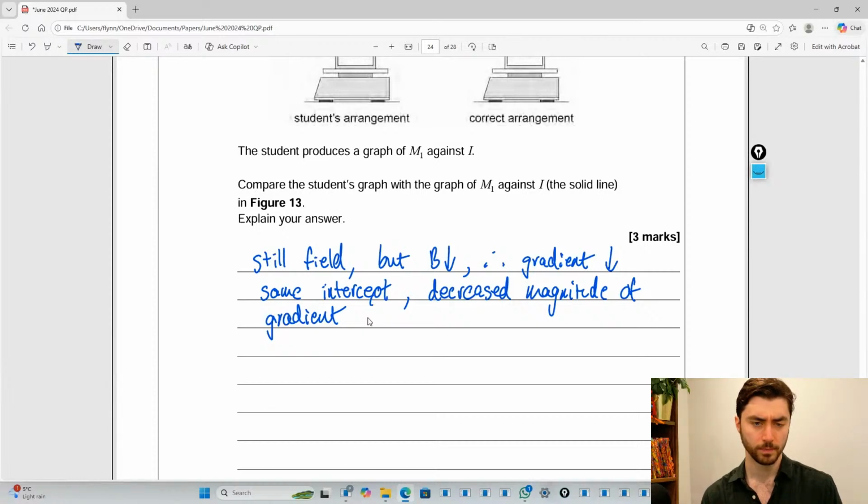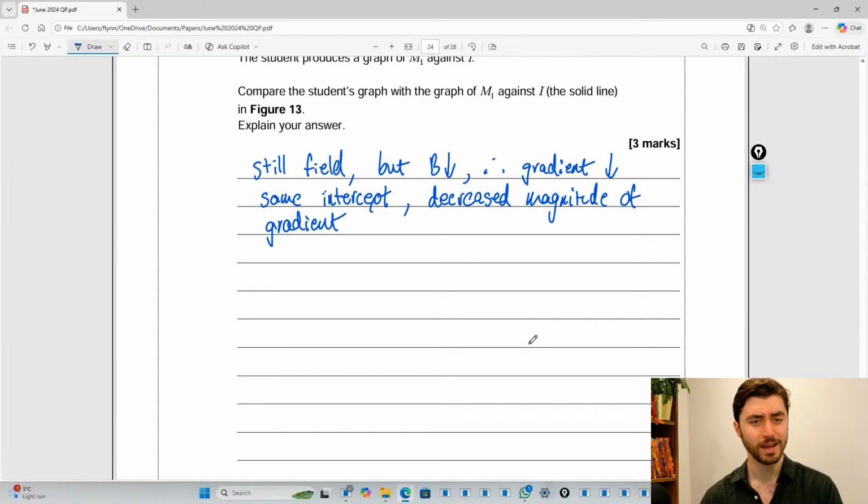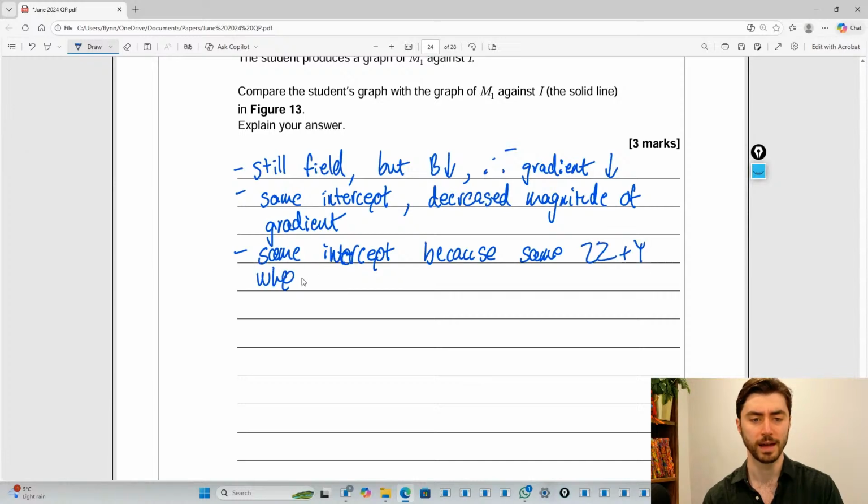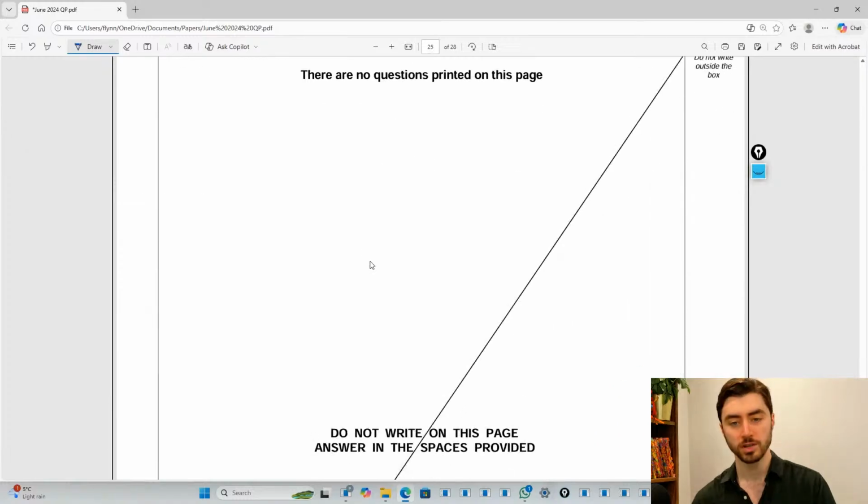So I think I've got an explanation here. What that does to the gradient, what that does to the intercepts. I think that's the 3 marks. No, I may as well. Why is it the same intercept? Because same 2. Was it 2z plus y when I equals 0? Something like that. Just to make sure I pick up that mark.